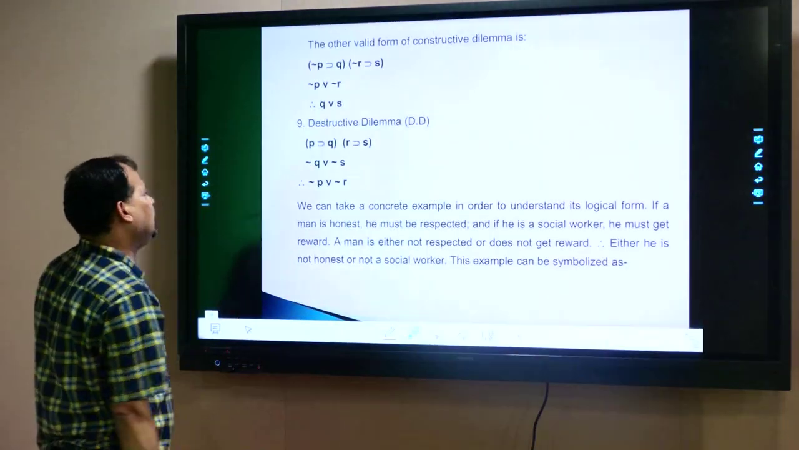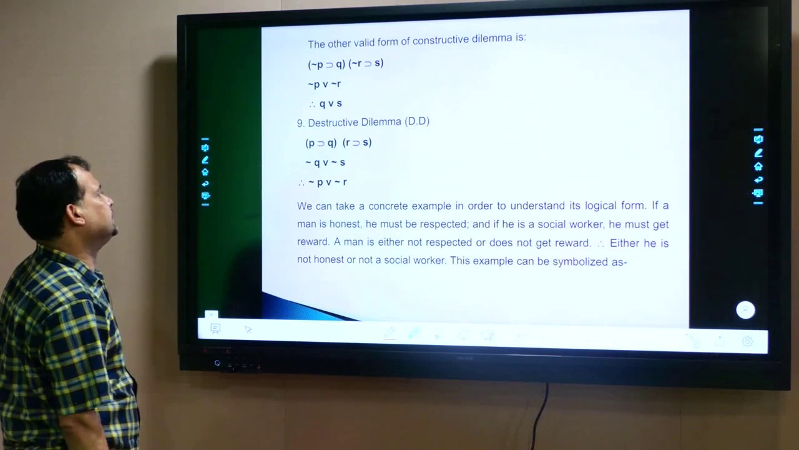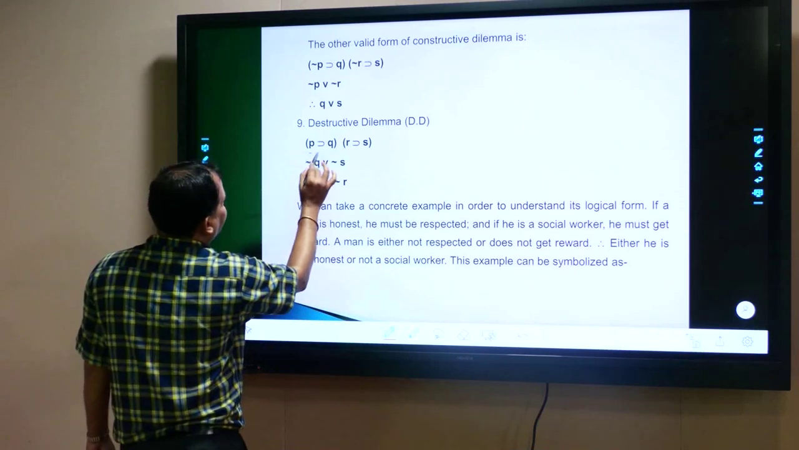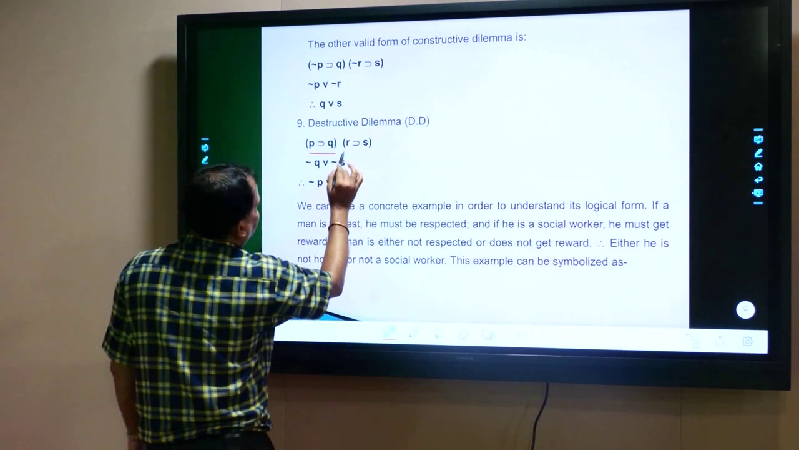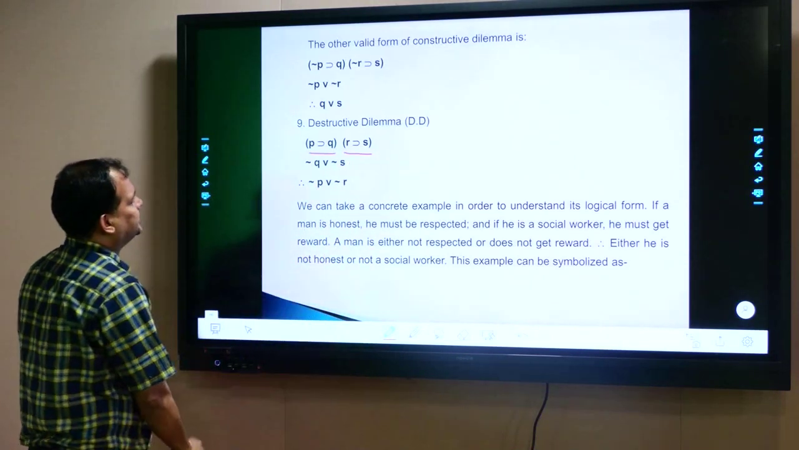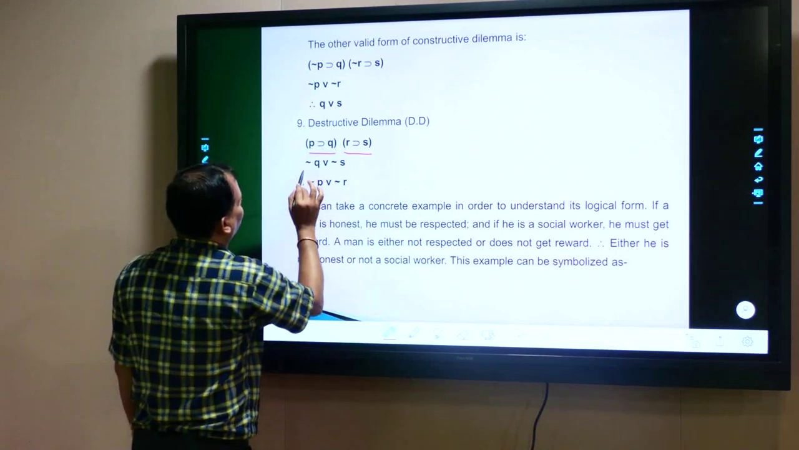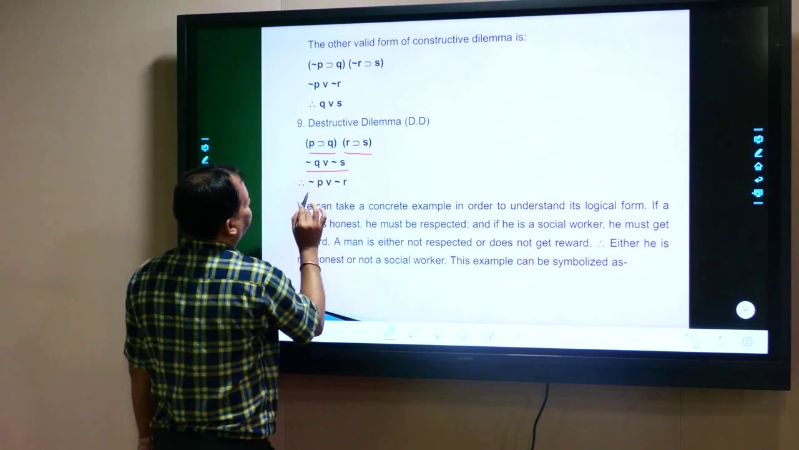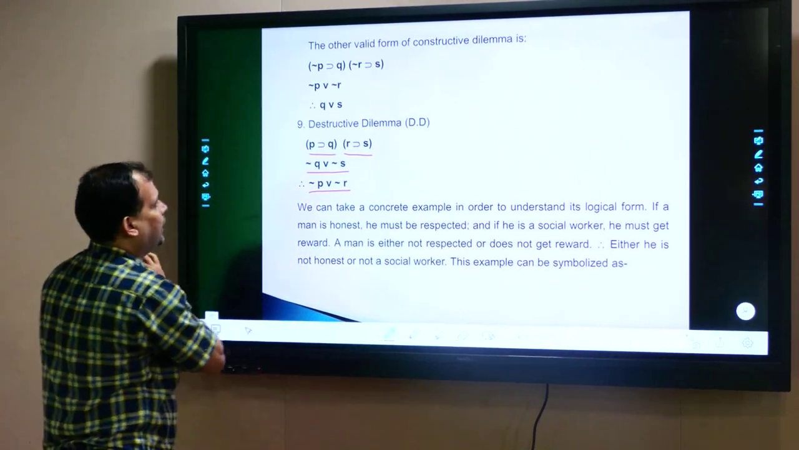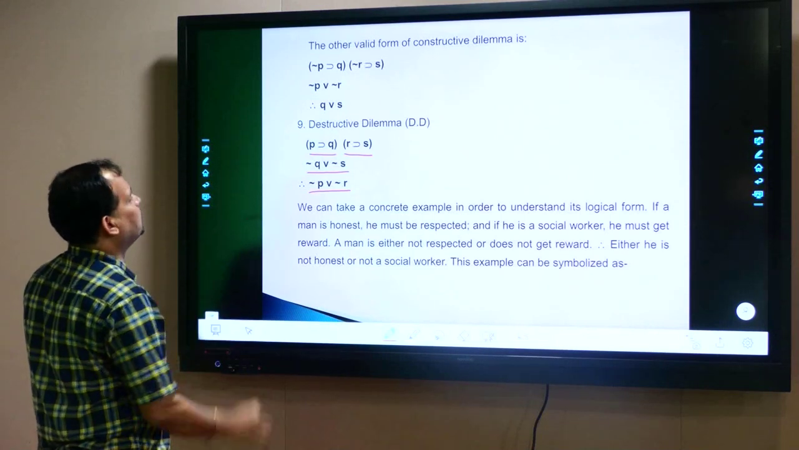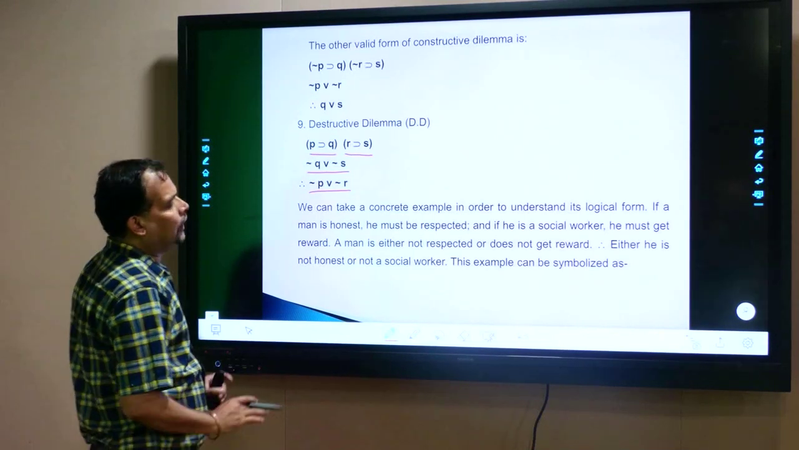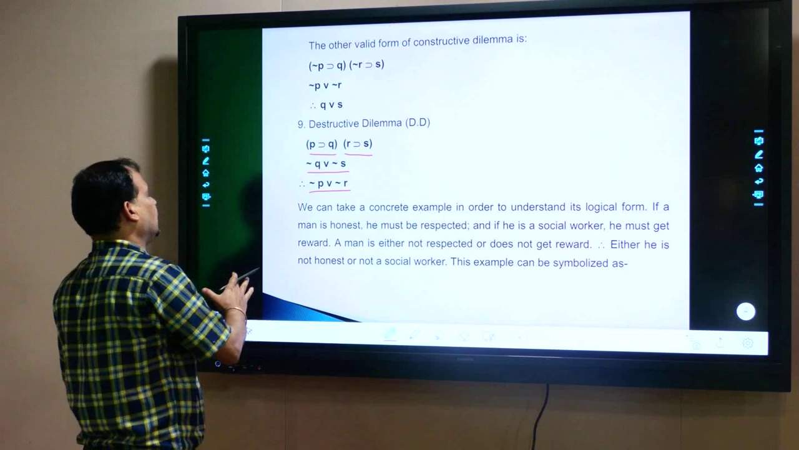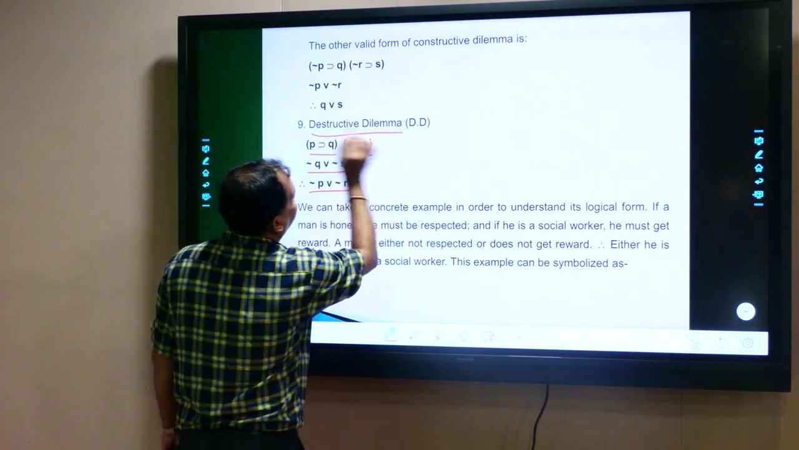Now you see, another rule of inference is the destructive dilemma, dear learners. P implies Q, and R implies S, and negation Q or negation S, therefore negation P or negation R. So that is destructive dilemma. In the previous one, you already have the idea of constructive dilemma. Here the next one, the opposite one, is destructive dilemma.